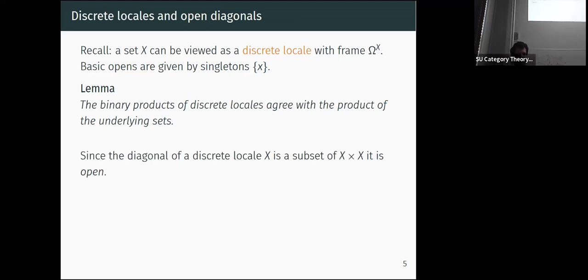Now, the diagonal of the product is a subset. That means it must be an open sublocale, because it being discrete means subsets are open sublocales. So the diagonal of a discrete locale is open. That's kind of dual. In a discrete space, we can tell when two things are equal, so you can verify equality. In a Hausdorff space, you can verify inequality.